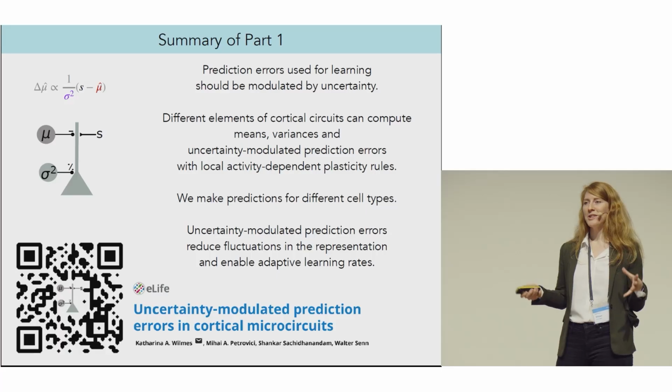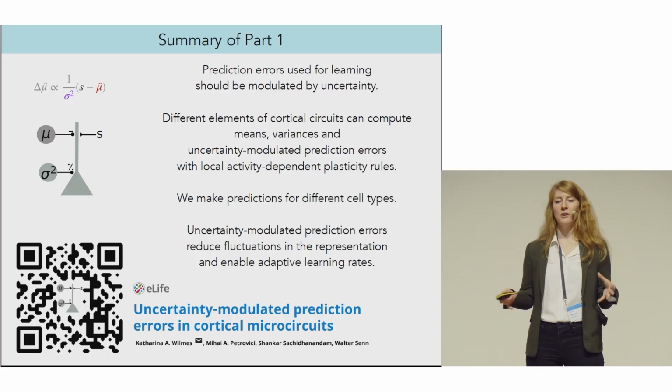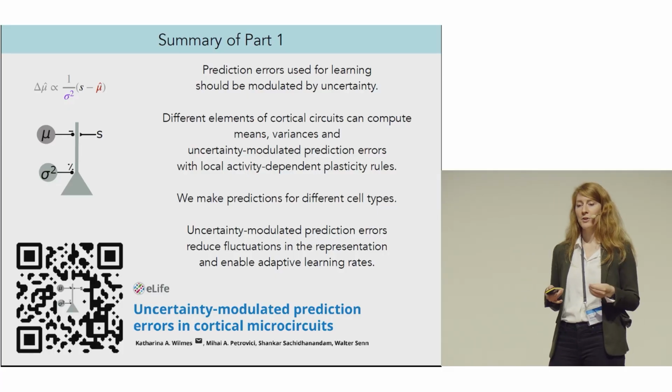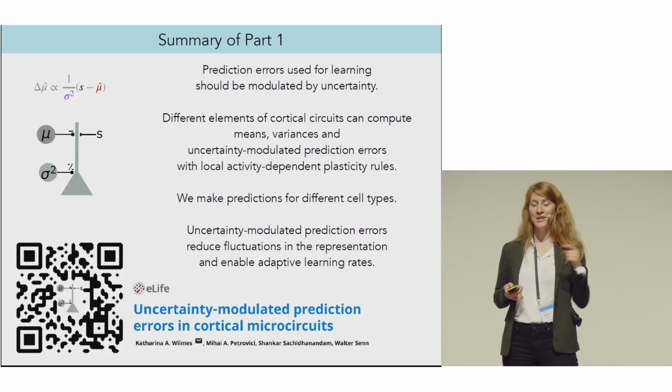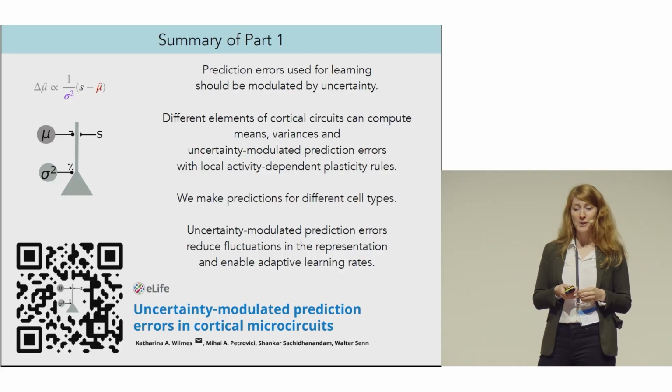So with this, I would like to summarize part one. The theory predicts that prediction errors for learning should be modulated by the uncertainty, and that different elements of cortical circuits can compute means and variances and uncertainty-modulated prediction errors, is what we showed in a small circuit model with local activity-dependent plasticity rules. Our model makes predictions for different cell types, which I didn't show now, but you can check them out in the peer-reviewed preprint. And finally, the uncertainty-modulated prediction errors reduce the fluctuations and enable adaptive learning rates.